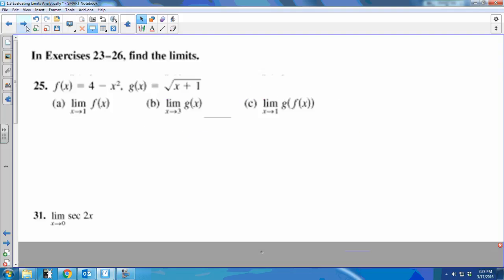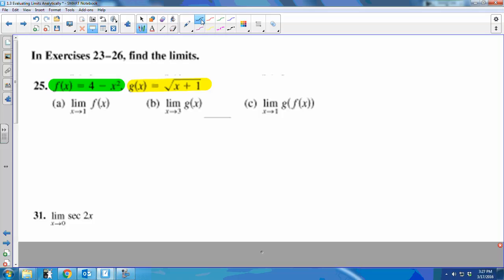All right, now here's an example of some composite functions. So here I have two different functions. I have f of x equals 4 minus x squared, and then I have g of x equals the square root of x plus 1. So make sure you're looking at the right function that it's asking for when you're doing the limit.